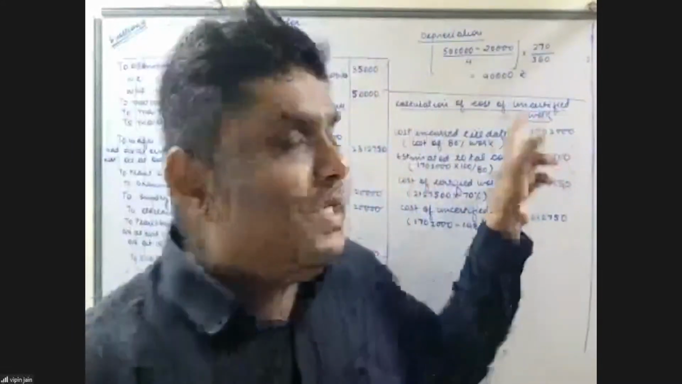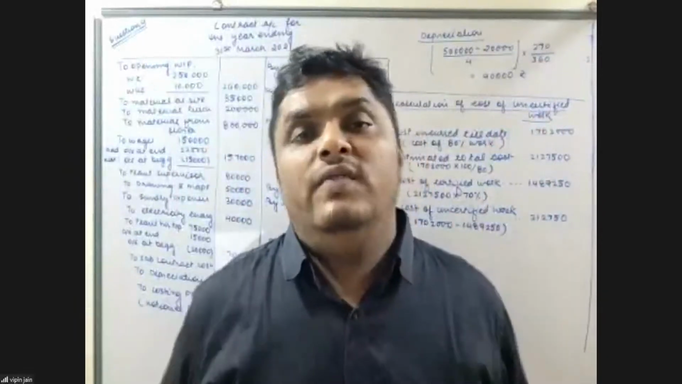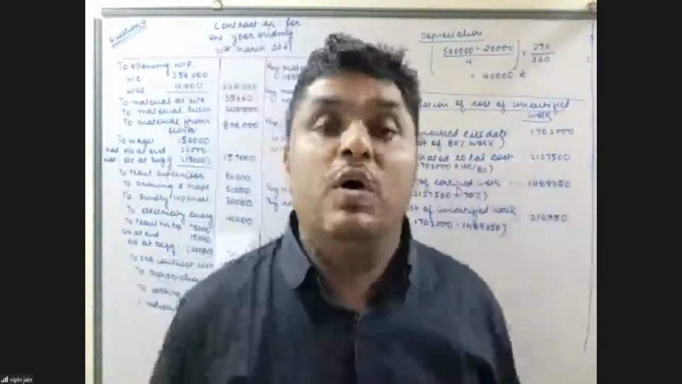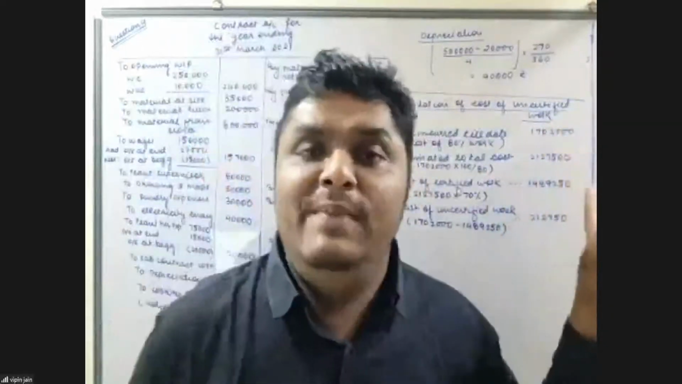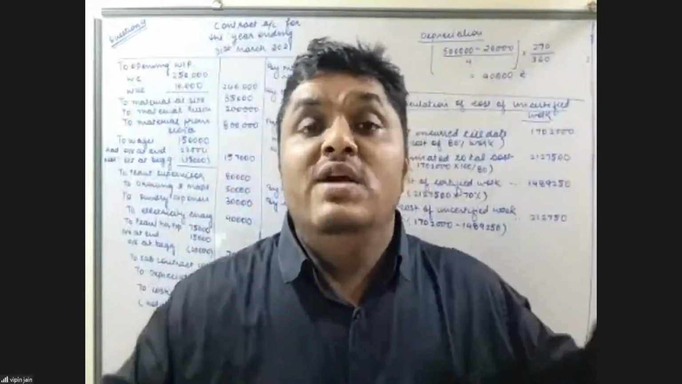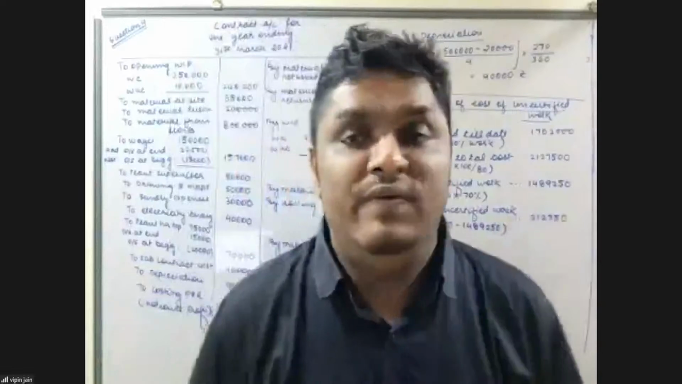So this cost incurred, 17,02,000, what does it represent? 80% of the work. So how much will be the cost of 100% completed work? This much. Of this, 70% is already certified. So how much balance 10% that is not certified will be 212,750.